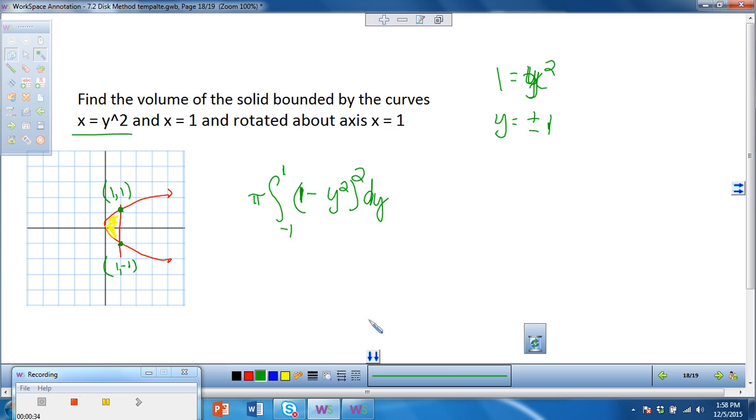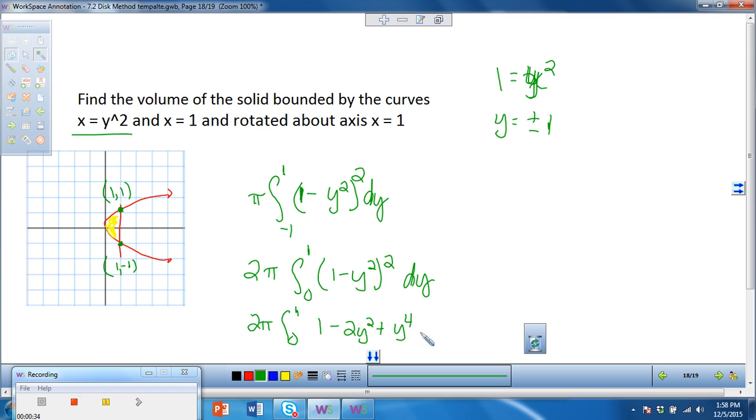Okay? Now, can I use symmetry to write this? Absolutely, because it's symmetrical over the x-axis. I can say it's 2 pi, the integral from 0 to 1 of 1 minus y squared, squared. Then multiplying that out, I get 2 pi integral from 0 to 1 of 1 minus 2y squared plus y to the 4th dy. And then, of course, you can integrate that. My biggest concern is that you can just set them up.